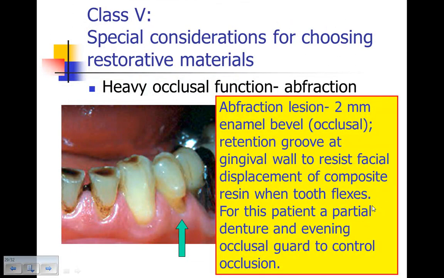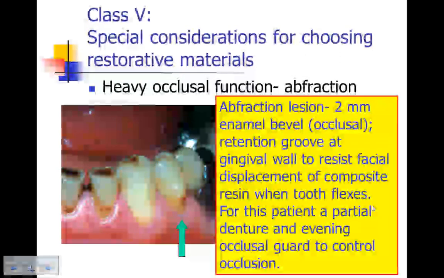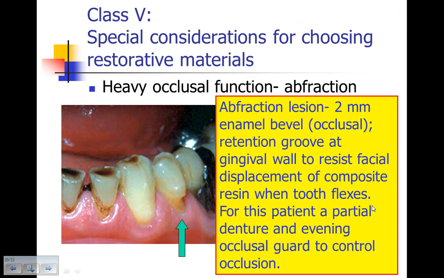Heavy function on teeth causes an abfraction, as we see in this mandibular first premolar, that's going to be getting a clasp as part of the partial. We might consider placing a retentive groove at the gingival wall to give us additional retention against the flexing forces to retain that composite. Consider, when the patient isn't wearing their partial denture, fabricating an occlusal guard, an occlusal appliance, to help control the parafunctional occlusal habit.